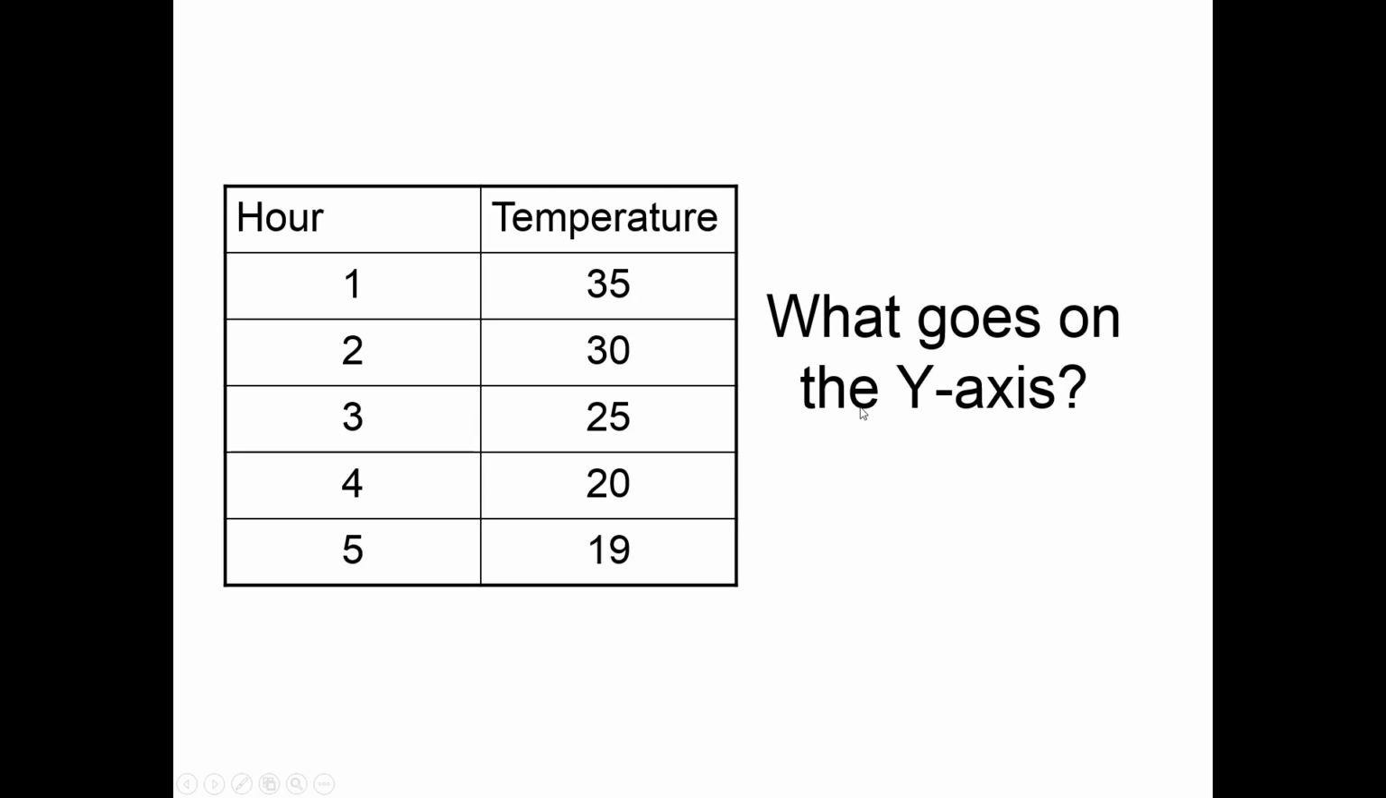So this is asking what goes on the y-axis. You have hour and you have temperature. So you're looking at how the temperature changes over time. And so the y-axis would be the temperature one. Temperature would go on the y-axis, hour would go on the x-axis, because remember, the measurement of time usually goes on the x-axis, and whatever is changing over time goes on the y-axis.